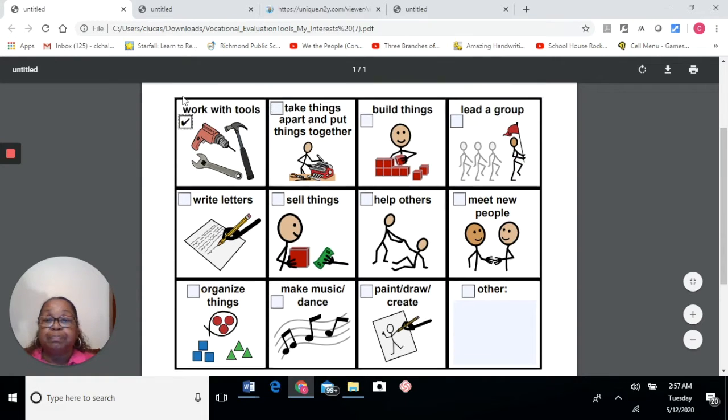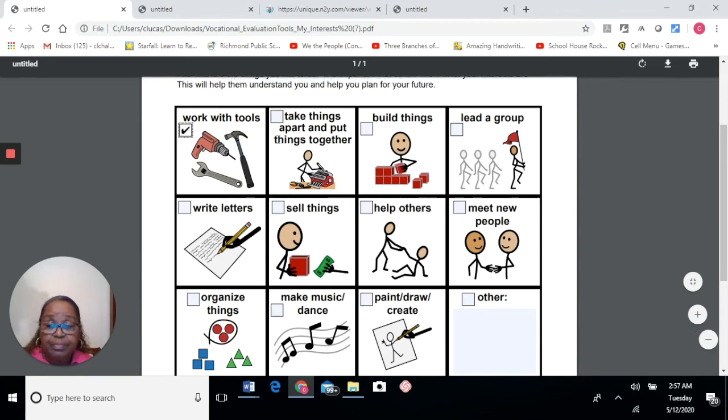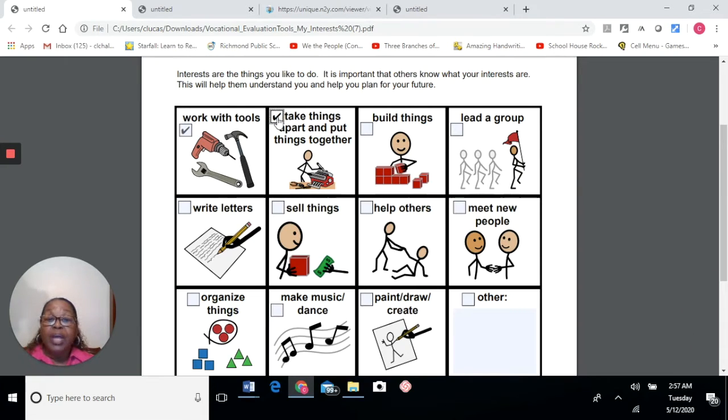Check a box. Do you like to take things apart and put things together? There are lots of people out there who do that very well. And if you do, you check the box. Do you like to build things? All right. Think about it. Think about the things you're interested in. Do you like leading the group? Are you a leader? Do you like to write letters? Do you like to sell things? I used to love to sell things when I was younger in a department store.